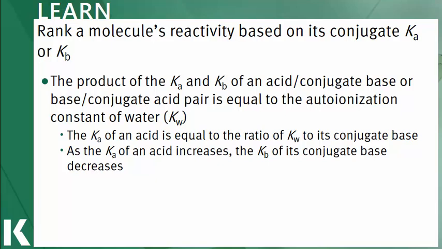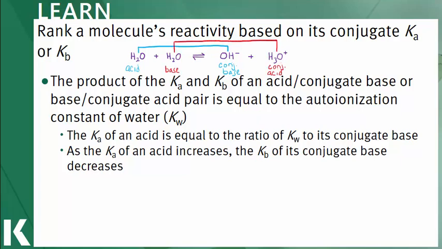In the autoionization of water, two equivalents of water react to form a hydroxide ion and a hydronium ion. Water is an amphoteric species, meaning it can act as an acid or a base. Notice that one water was deprotonated to form hydroxide, or this acid was deprotonated to form a conjugate base. While one water acted as an acid, the other water acted as a base, and when protonated formed a hydronium ion, or a conjugate acid.